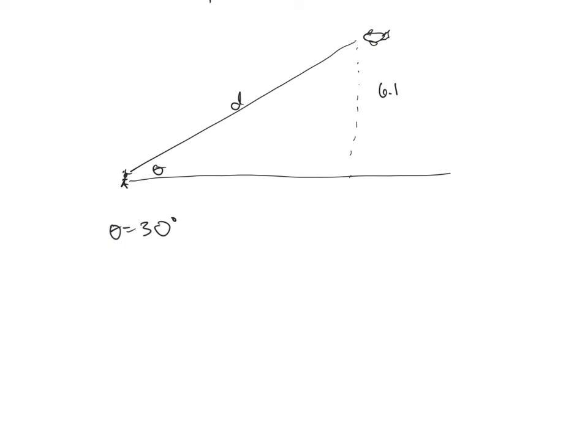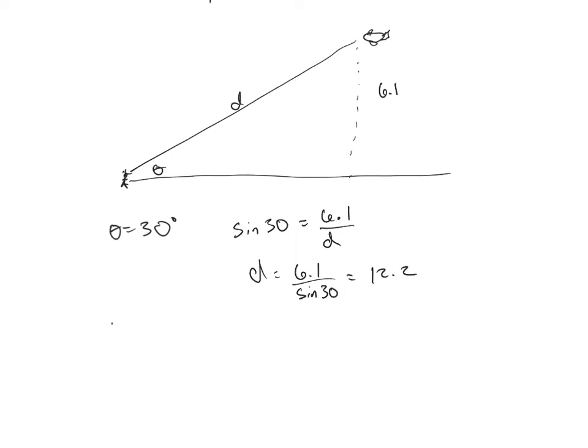Well, we know that we have our opposite, we have our hypotenuse, so we're using sine, right? So the sine of 30 degrees is 6.1 divided by d. So d, our distance, equals 6.1 divided by sine of 30. Punch that into our calculator here, sine of 30. This gives me 12.2.